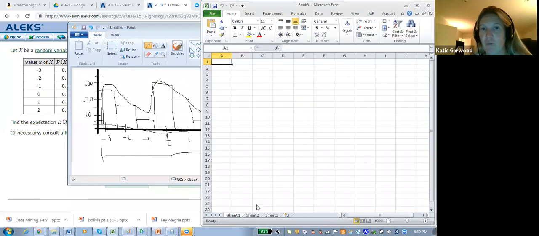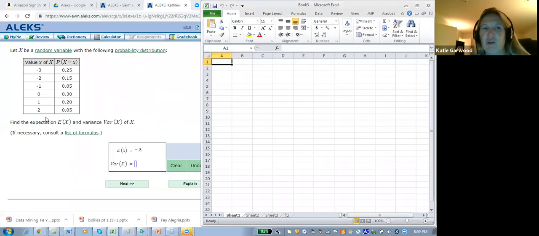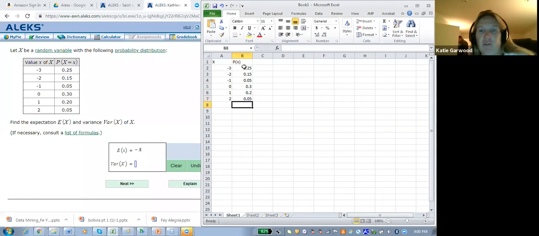So what I'm going to do is take an Excel file, and I'm going to recreate this distribution here. So I'm going to do X, and I'm going to do the probability of X. And so the possibilities for X to take on values of are -3, -2, -1, 0, 1, and 2. And the likelihood that they're going to occur is 25%, 15%, 5%, 30%, 20%, and 5%. So those are the outcomes.